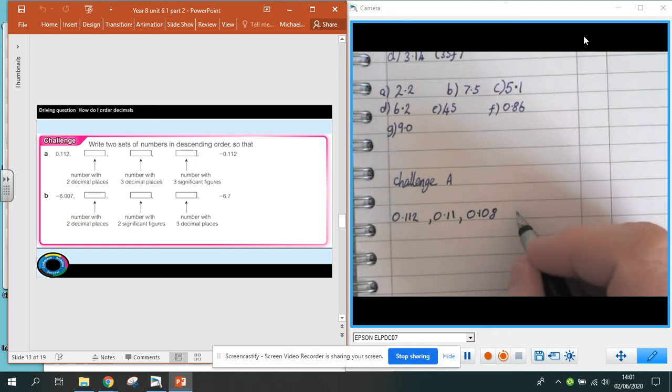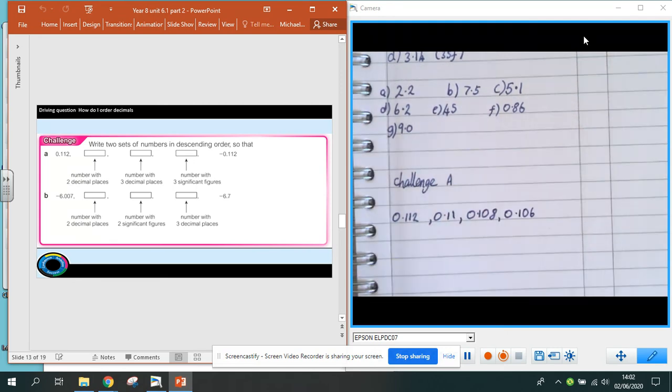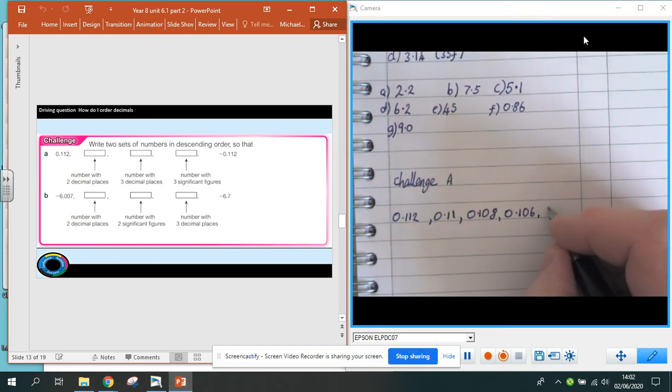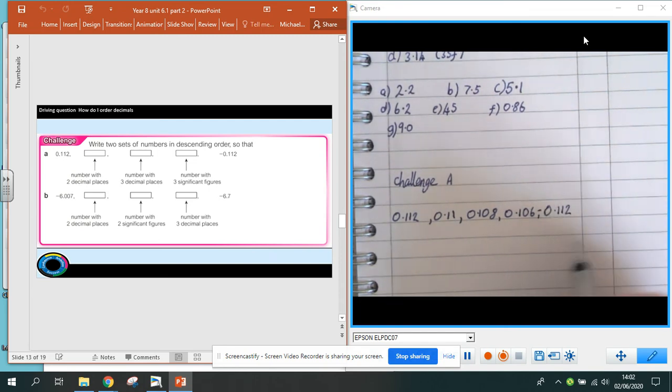Okay, and to be honest with you, I'm going to keep it very similar. To give it 3 significant figures, I'm going to do 0.106. That has 3 significant figures. I haven't gone into minus numbers. I will do what I have to next time. And then finally, minus 0.112. Your numbers can be anything, so long as they fulfill those rules, it's absolutely fine.